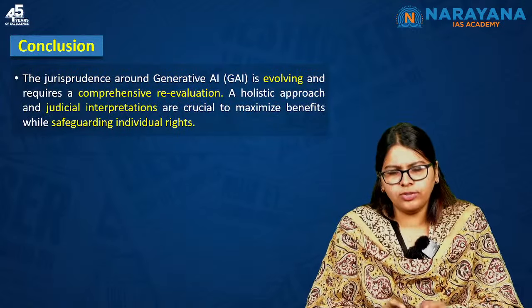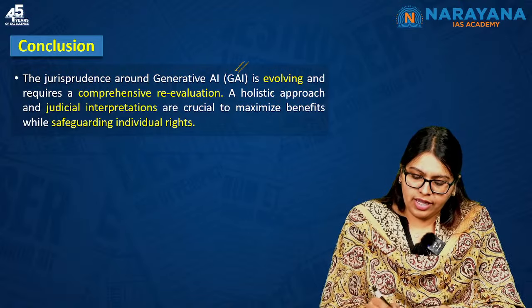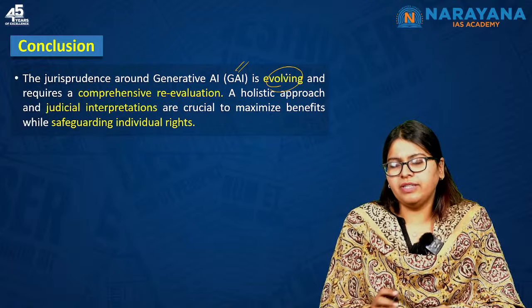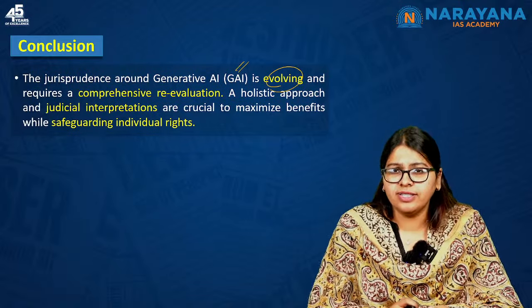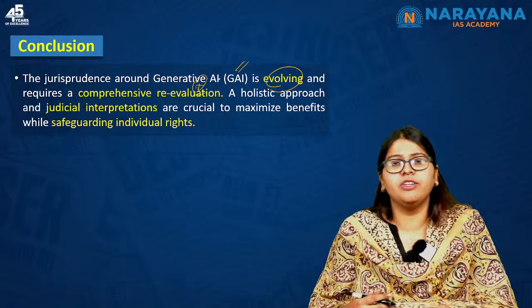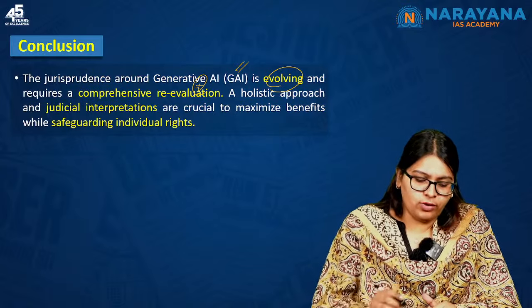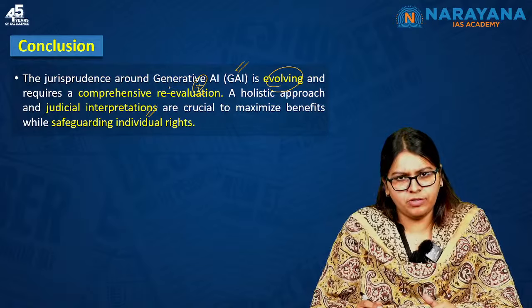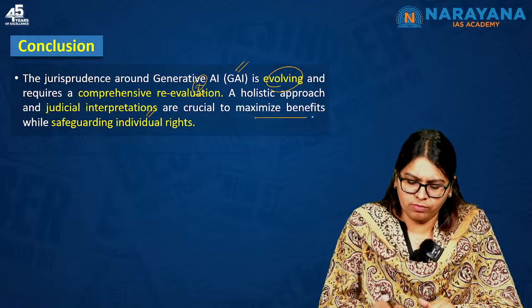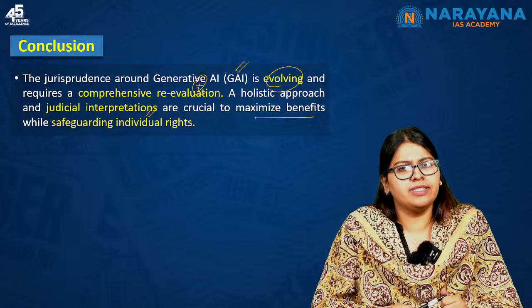And to conclude this particular topic, the jurisprudence around generative AI is evolving, we know that, but this requires constant as well as timely re-evaluation. This is very, very important, where revision of laws is required. So, we need to have a holistic approach and judicial interpretations. These are very crucial to maximize the benefits while safeguarding individual rights as well as their privacy.